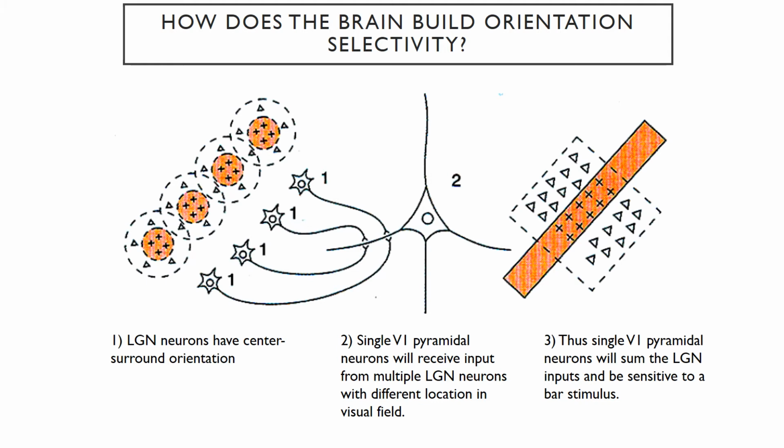Different LGN neurons will tend to have orientation selectivity that is also center surround. So neuron number 1 here will have this orientation selectivity that's pretty similar to the retinal ganglion cells that it's receiving inputs from. Then this neuron here in LGN will have this orientation selectivity. This neuron here will have a center surround orientation selectivity, and this neuron here will have this center surround orientation selectivity. But these different neurons are maintaining a retinotopic map.